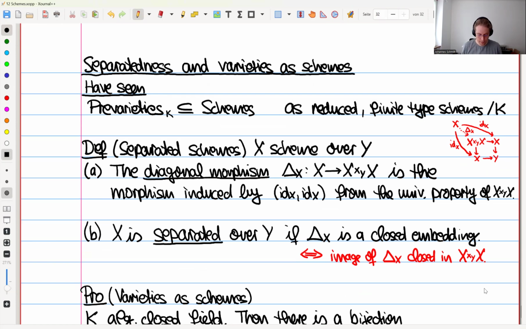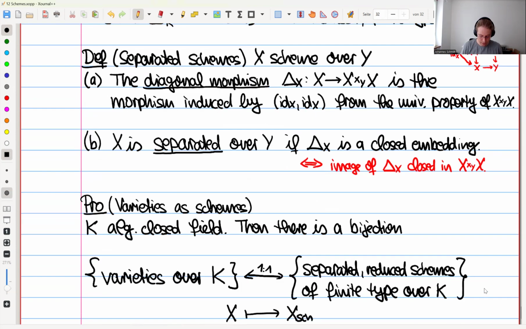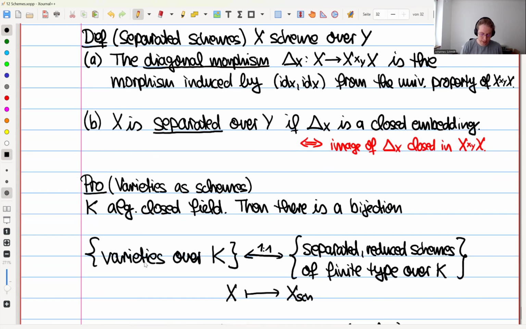And then as a reward for going through these definitions, we now have this proposition here, which says if K is an algebraically closed field, then there is a bijection between the varieties over K and these schemes which have this whole laundry list of properties, namely they're separated, they're over K, they're reduced, they have no nilpotent functions, and they are finite type over K. And this bijection just sends X to this X scheme.